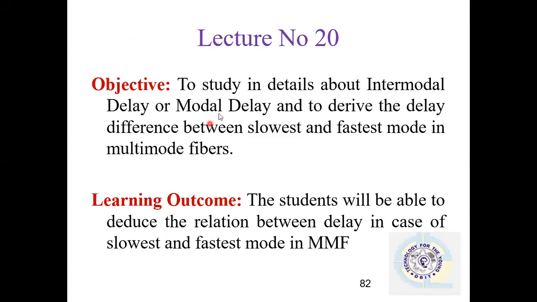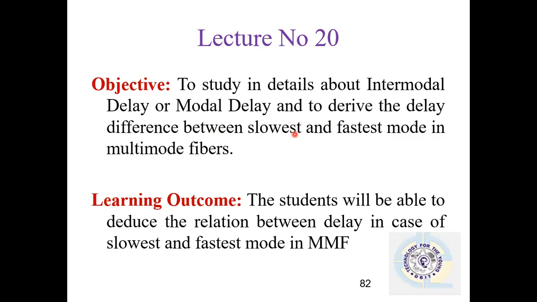So the objective of today's lecture: in the last lecture we started with dispersion losses. Today we will be studying in detail intermodal delay or modal dispersion, and it takes place in the case of a multimode fiber. One ray will be the slowest and one ray will be the fastest. Considering the slowest and the fastest ray, we will derive the delay difference between those two rays. Then, based on the formula we get, we will solve a few numericals. Derivation is also asked in the exams, and numericals are also asked in the exam.